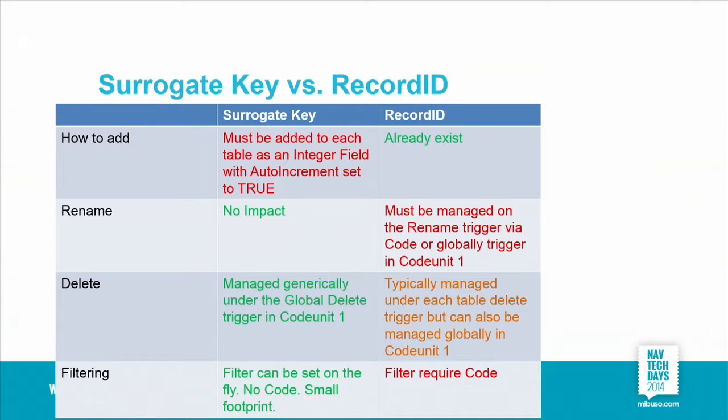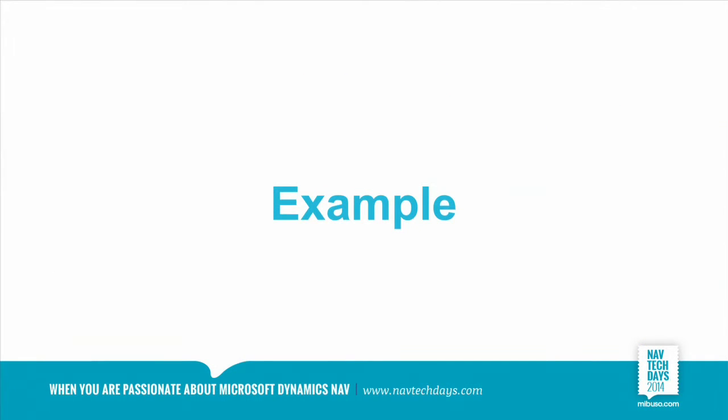The auto increment is much easier because it's a field in a table. I can just put a filter. So if I want to add comments to an item or to my rental item or to my service item, all I need to do is just add the page, put the filter, done. So I keep my footprint very, very small by using surrogate keys compared to record ID. So let me show you an example.